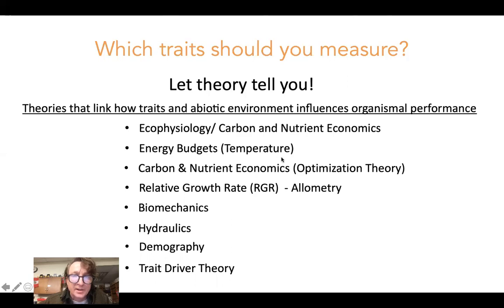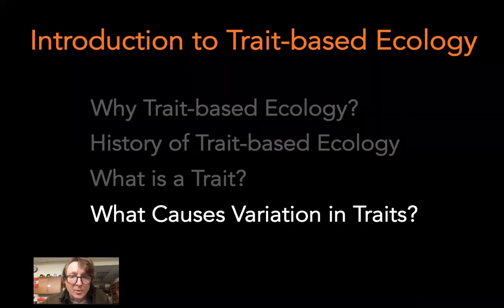Energy budgets, in particular temperature, is pretty critical. In Sean Michelitz's group, he's going to talk quite a bit about energy budgets in terms of how that relates to the traits you're going to be measuring in the field. Carbon and nutrient content, okay, that's going to relate to theories of optimization of growth, nutrient limitation, R-star theory, and so on. Allometry, biomechanics, hydraulics, demography, something known as trait driver theory, all of these different lines of literature tell you which traits you should be measuring, because the theoretical basis tells you which traits to measure. Okay, but we'll have more to say about that later.